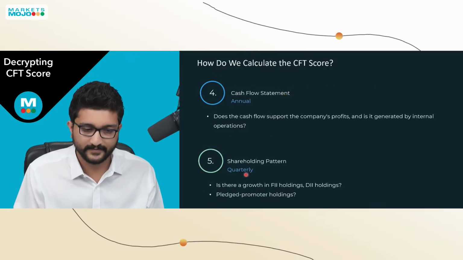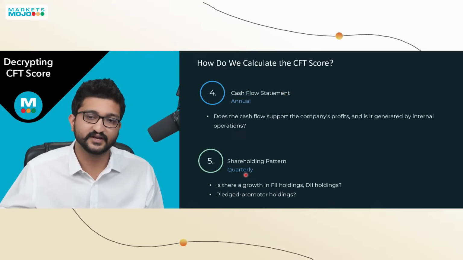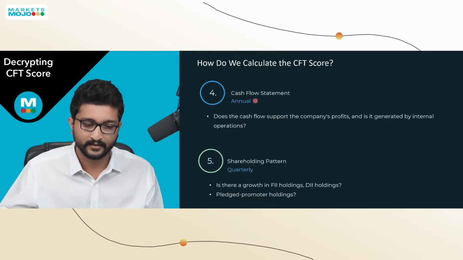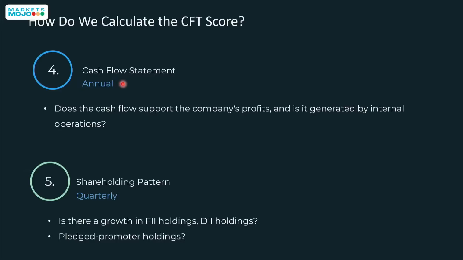Moving to the next one, cash flow statement. We get this data annually, as it suggests here. For people who understand accounting and finance, in cash flow statements we look at cash flow from operations, cash flow from investing activities, and cash flow from financing activities. But here at Markets Mojo, we look at the cash flow from operations, and we look at whether the cash flow supports the company's profit, and whether it is generated by internal operations.